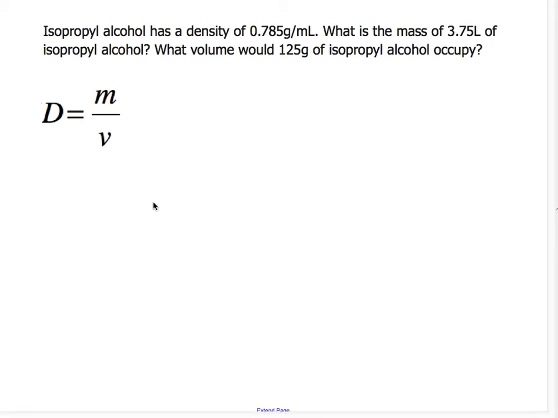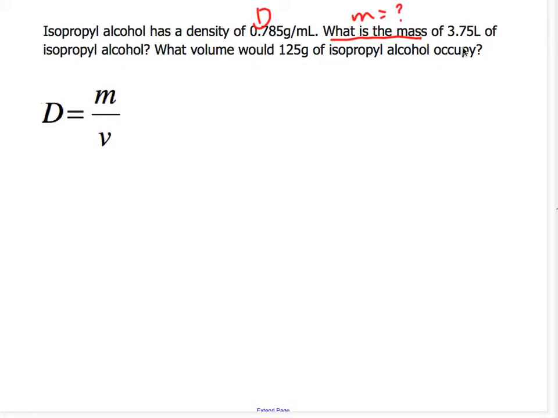A nice question where you need to determine one of the three variables of this density formula. So at the top, let's take a look at the question. It says density is this, has a mass. Oh no, they want to know what the mass is.